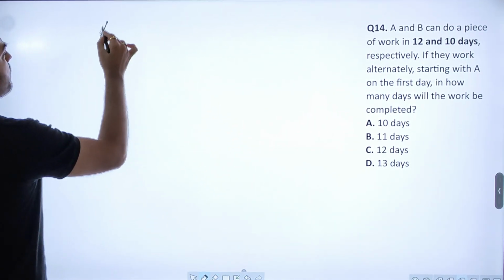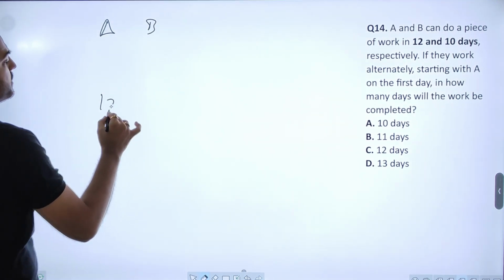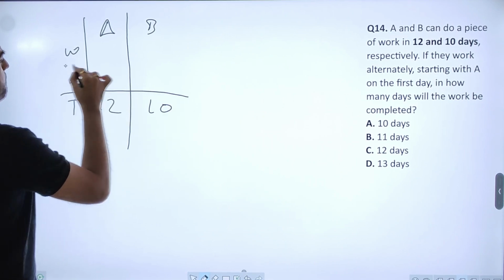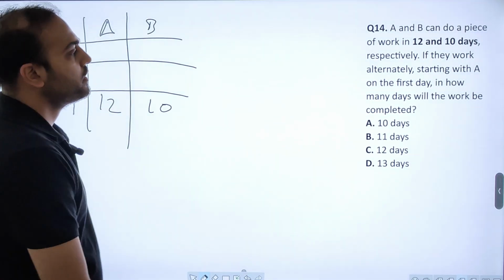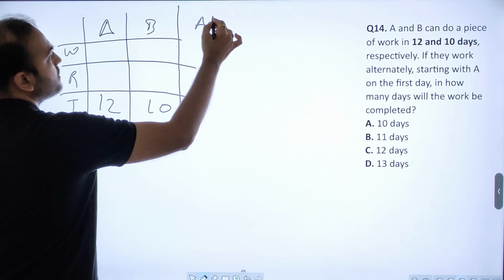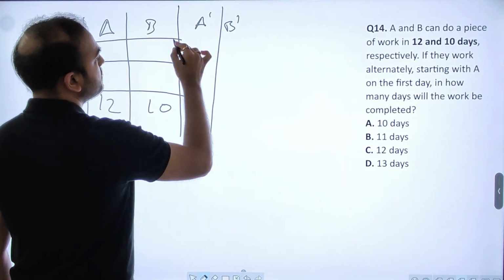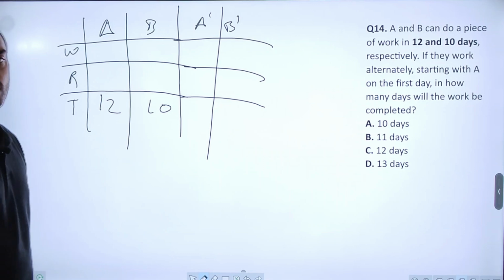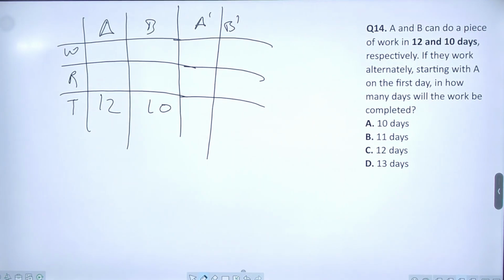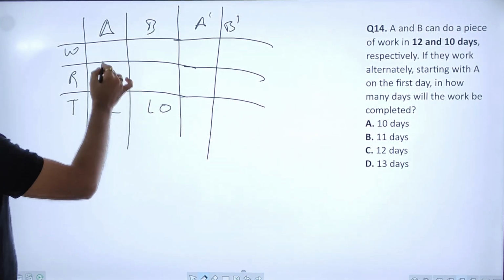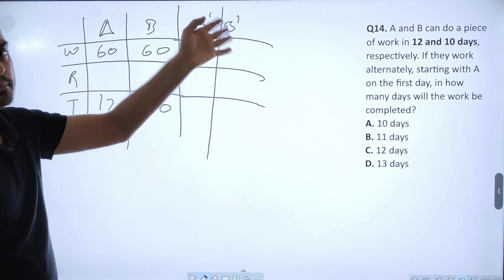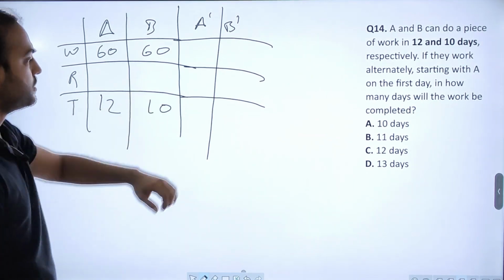So we have A and B who can do a piece of work in 12 days and 10 days. So we have work, rate, time. Starting with A on the first day. A starts the work, then B joins the next day, and they work alternately. Again, let my work be 60 units. The dash tells you A is not completing the whole work, and B is not completing the whole work.